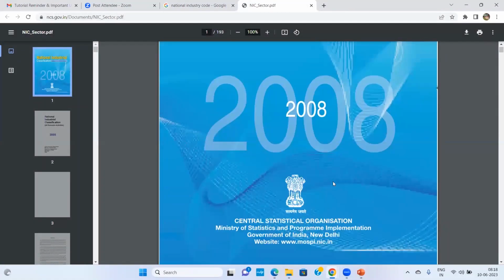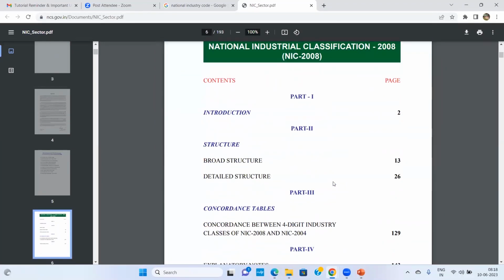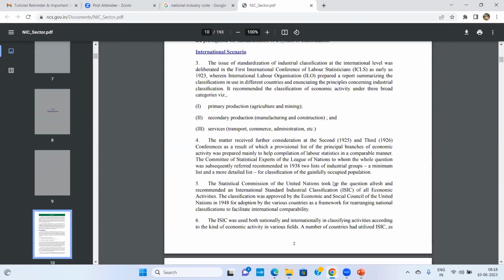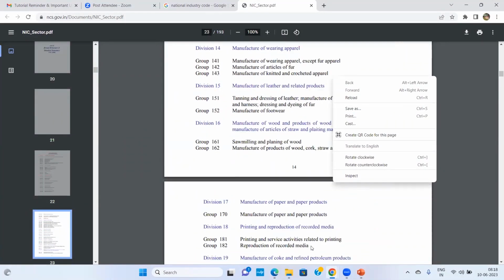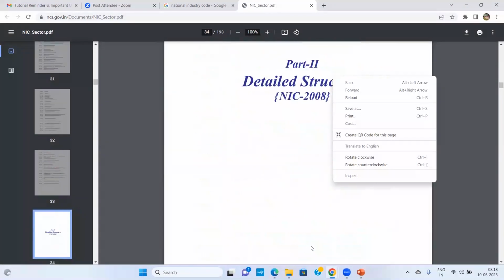This is an NIC document. You have to thoroughly go through this. This is slightly old. This is available in open source. This is quite a big document, so you have to go through it. You will get different industry codes. And also you have to Google a bit.